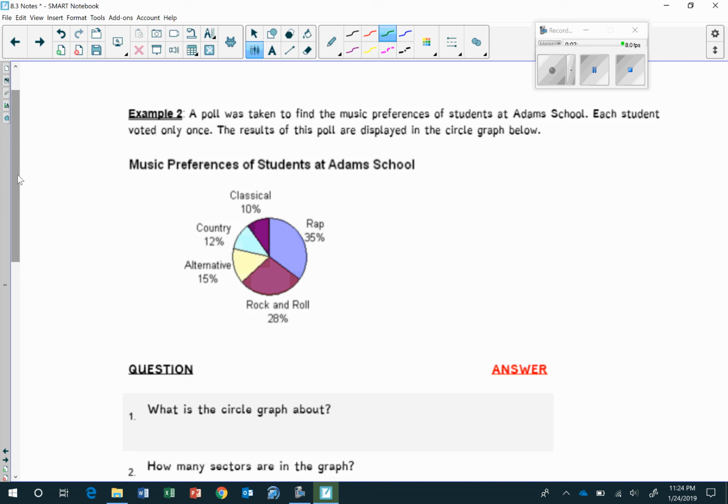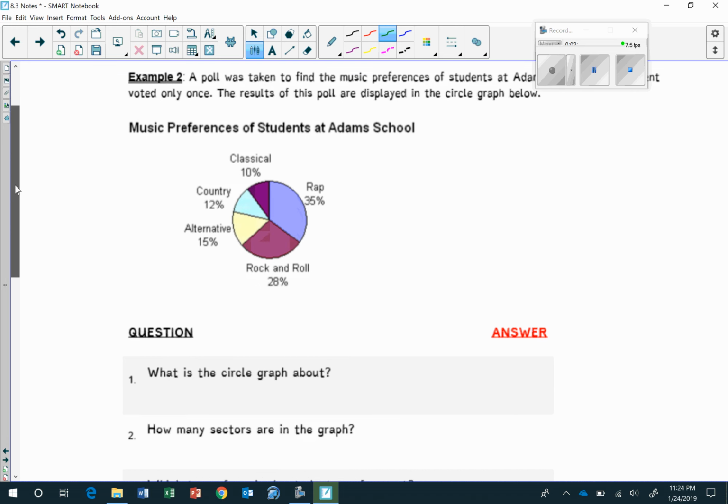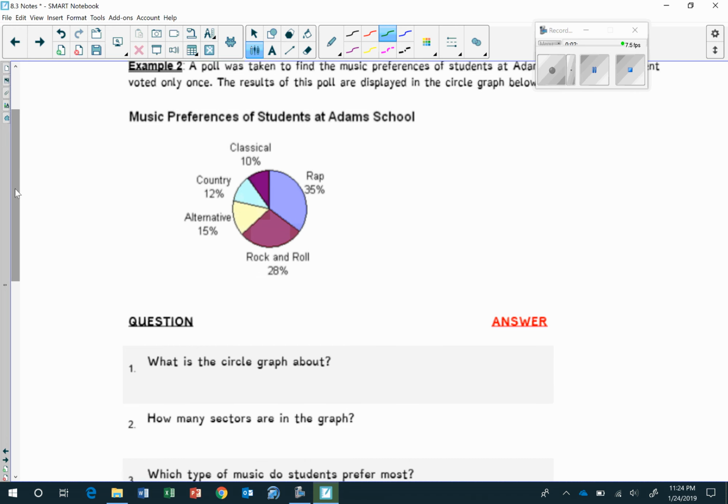If we look at the title, we know that it's about the music preferences of students at Adams School. The next question says, how many sectors are in the graph? If you count the sectors, we have one for rap, one for rock and roll, one for alternative, one for country, and one for classical. So we have 5 different sectors.